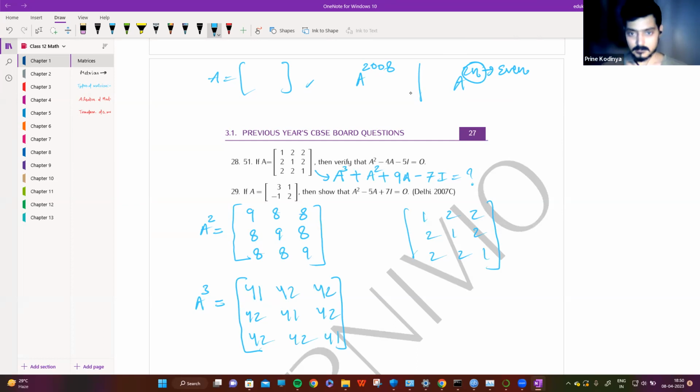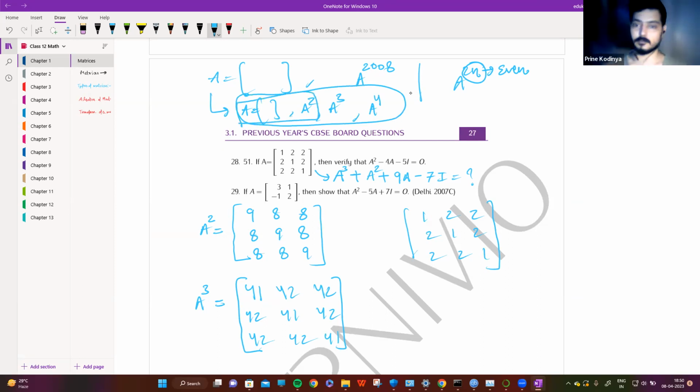So in these cases, what you have to do is find A, then find A square, find A cube, and at max, you have to go to find A to the power 4, right? After finding out these powers, in most of the cases, you will get it in 2 times. You have to only find A square or mostly A cube. By the time you reach A cube, you will identify what pattern it is following.